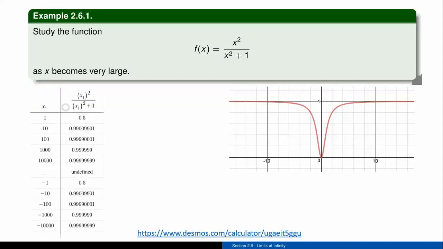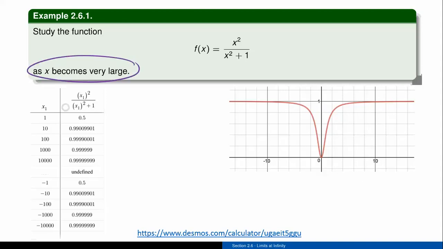To start this off, I'm just going to explore this nice little rational function, x squared divided by x squared plus 1. Down below, I have a table of values as well as a graph of this function. First off, we're going to look at this table of values. What I want to think about is taking these values of x to become really, really big.